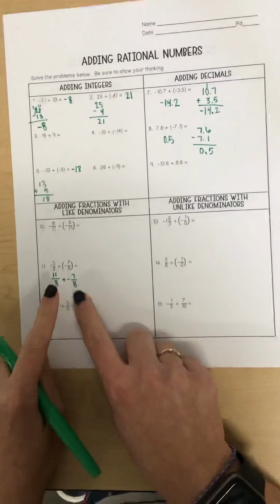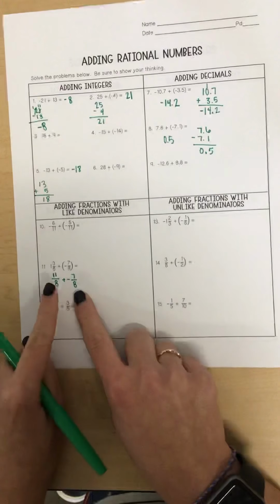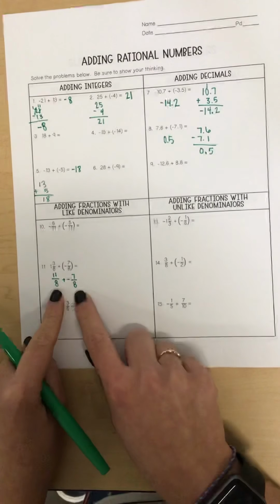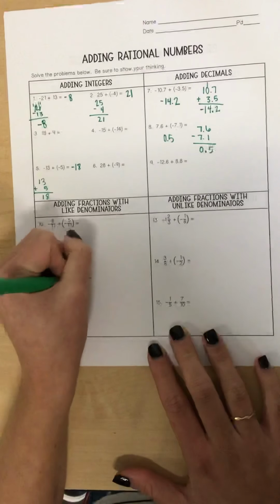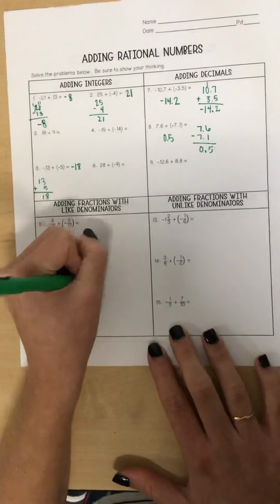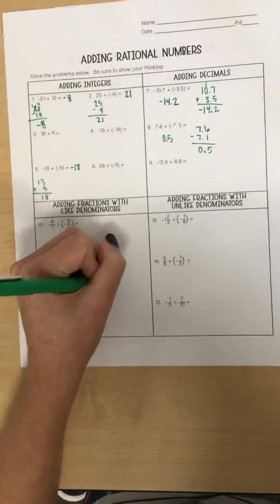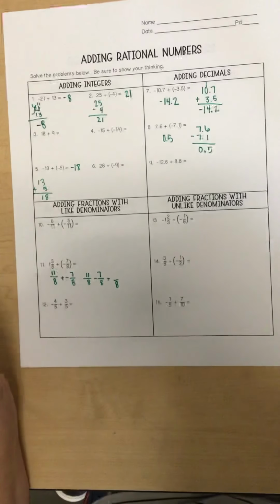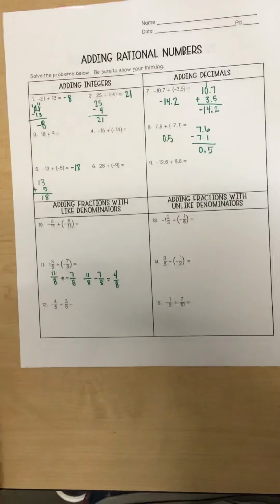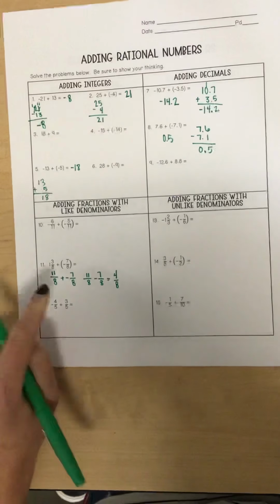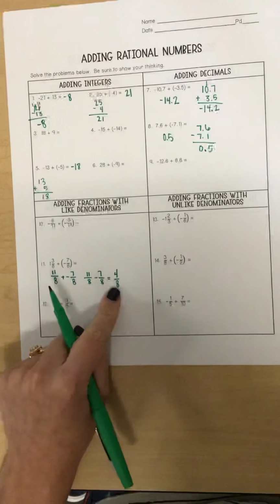And now I need to say, okay, I have a positive and a negative. So on an addition problem, when I have a positive and a negative, I actually need to subtract. So I'm going to subtract 11 eighths minus 7 eighths. And when I do that, the denominator stays as an 8. And then 11 minus 7 is 4. Okay, then I need to ask myself, do I have more positives or do I have more negatives? I have more positives, so my answer is going to stay positive.